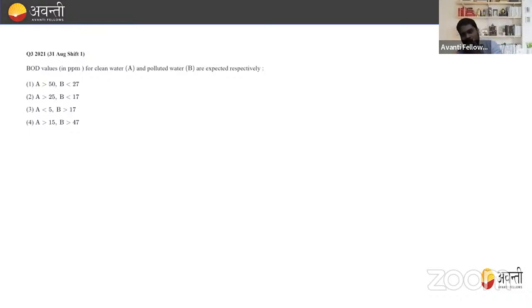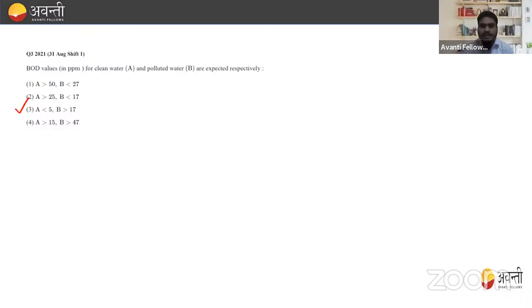This is also possible. For the polluted water, we already wrote here that the BOD must be greater than 15, 16 or 17. But for the clean water, BOD must be less than that. So out of these 4 options, option number 3 is absolutely correct. Right, so these are the BOD values in ppm for the clean water. Shall we proceed to the next question?